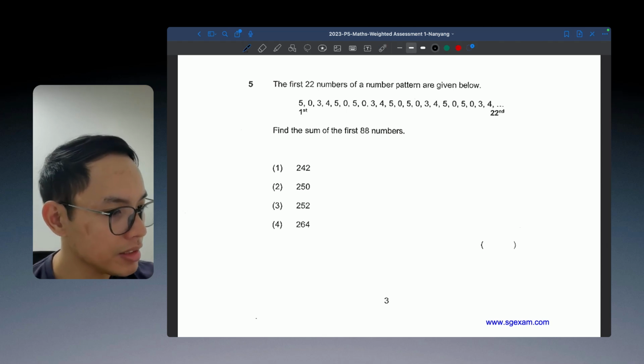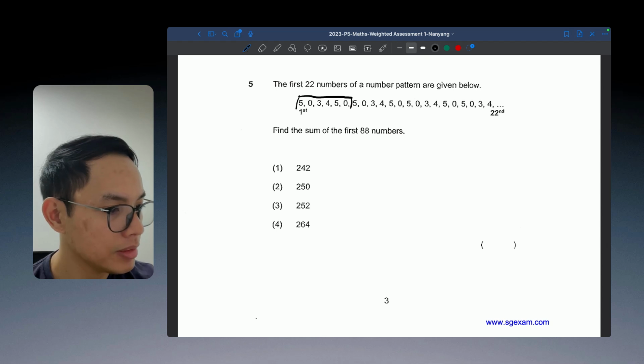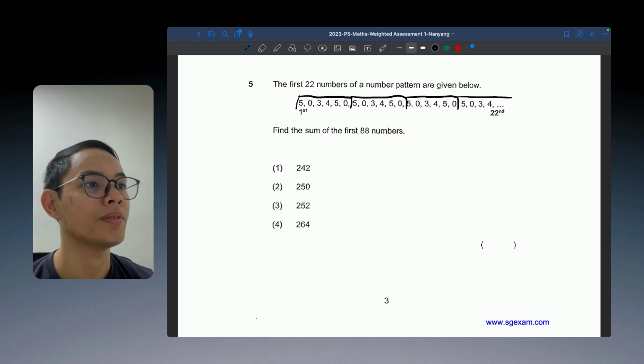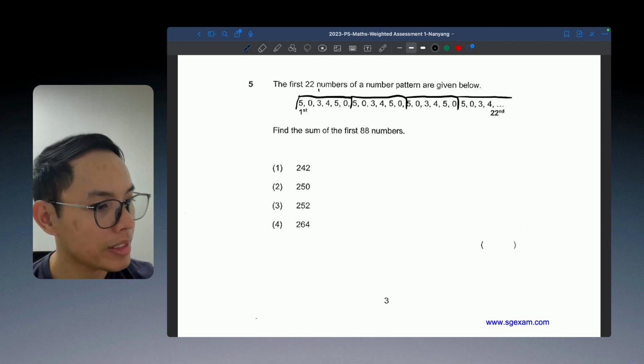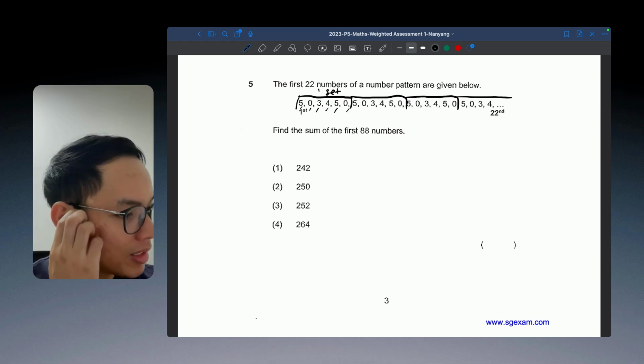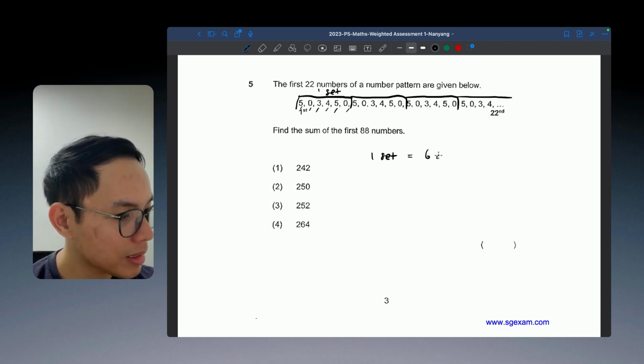Okay. So essentially, there is one set of numbers. So 5, 0, 3, 4, 5, 0 is the first set of numbers. Then 5, 0, 3, 4, 5, 0 is the second set. 5, 0, 3, 4, 5, 0 is the third, and so forth and so on. Right? So essentially, this is one set, the set of numbers, and how many numbers are there? There is 1, 2, 3, 4, 5, 6. So there's actually 6 numbers in one set. So let's write this down. One set is equal to 6 numbers.